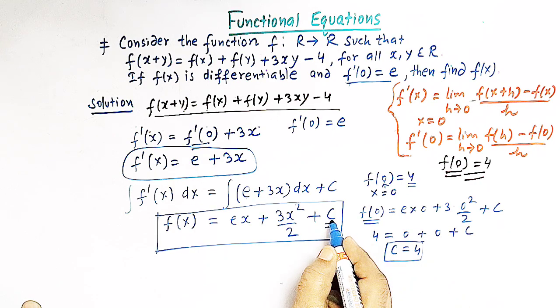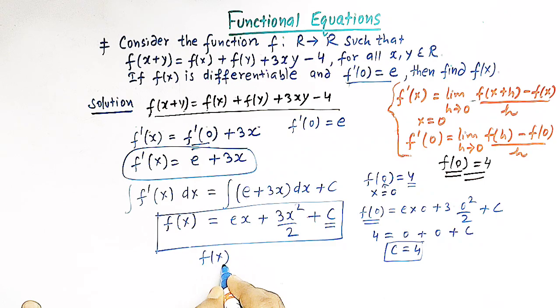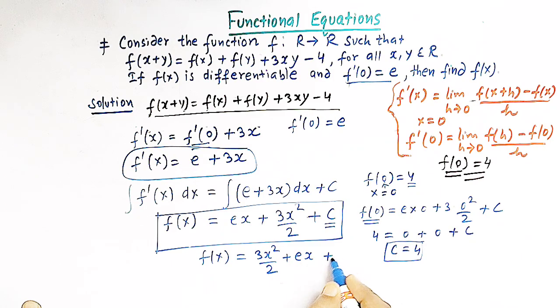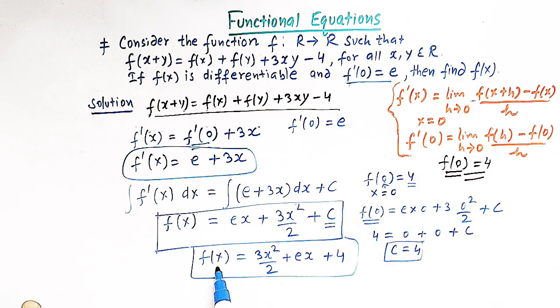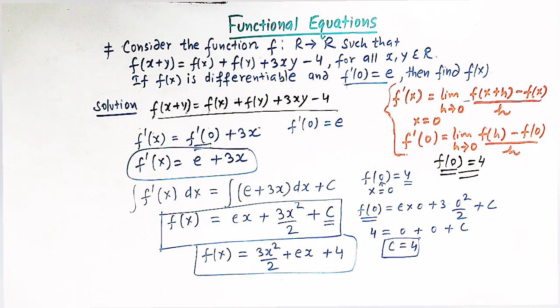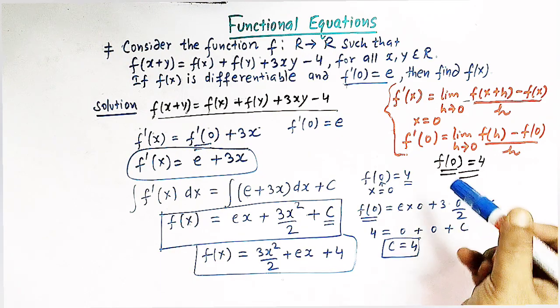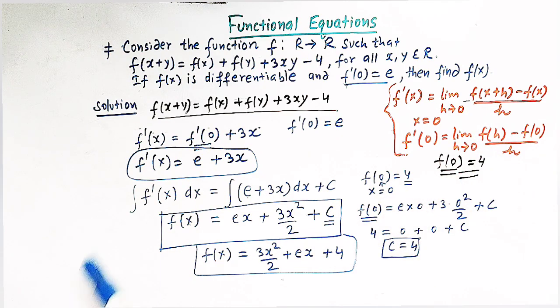So substituting over here, we have f(x) is equal to 3x square over 2 plus ex plus 4. So this is the required function, and from here we can easily conclude that this is a quadratic function. So viewers, this is how by using these simple concepts we can easily solve these kinds of problems.